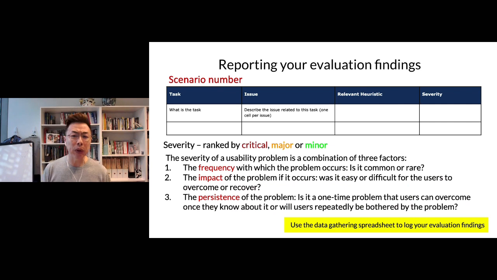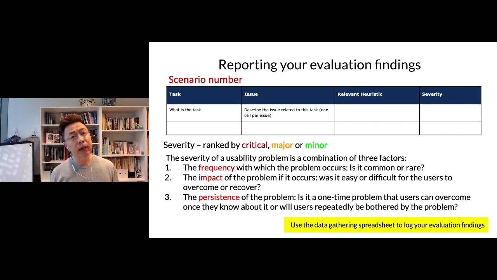Now, how do you report your evaluation findings? There are spreadsheets available to you on Canvas itself, but what you basically need to note down is what the scenario is and what particular task within that scenario, what the issue is, what the relevant heuristic is. Is it heuristic 3 or heuristic 3 and heuristic 6? And what the severity is. Severity means how bad is the problem.